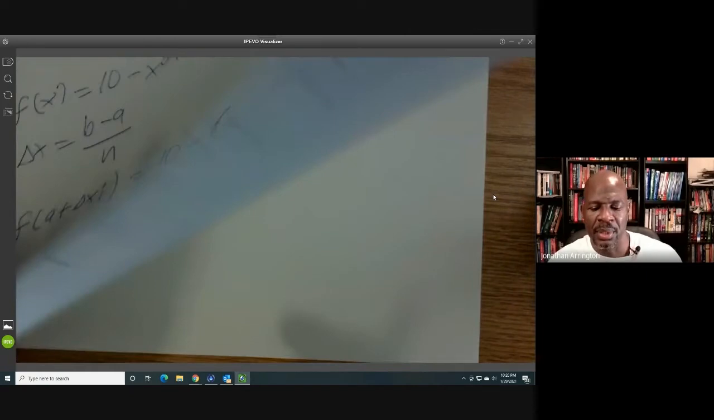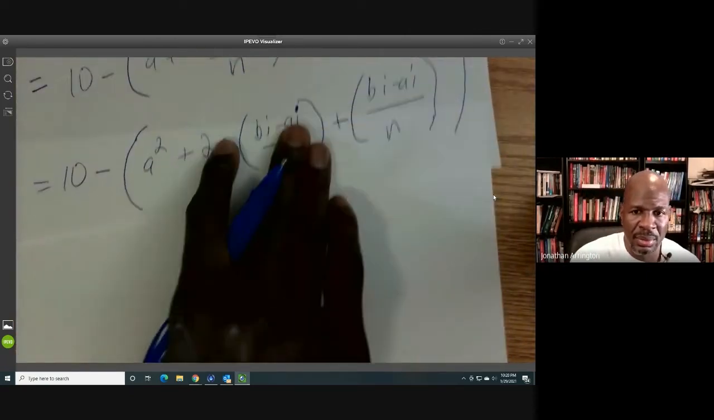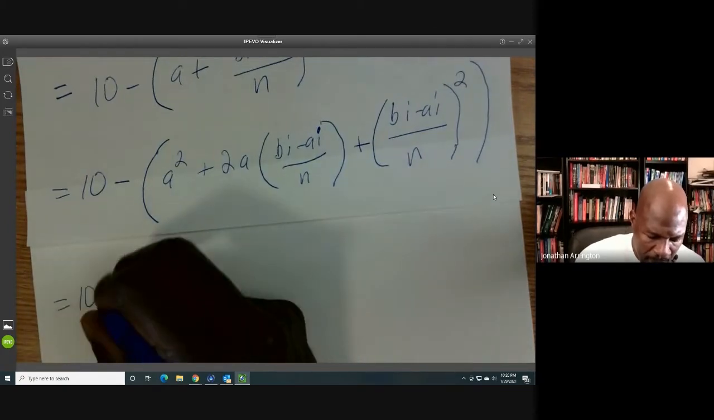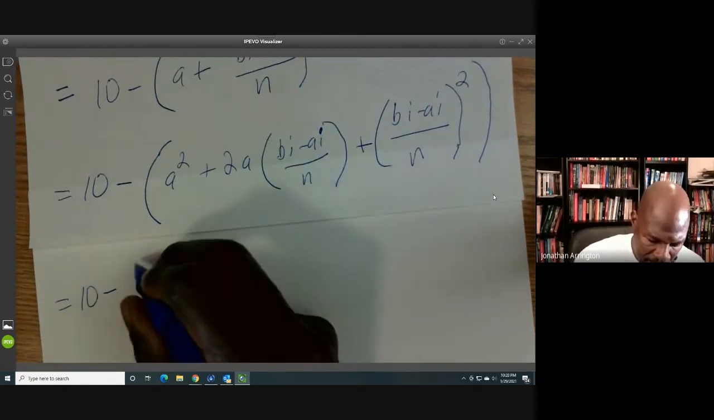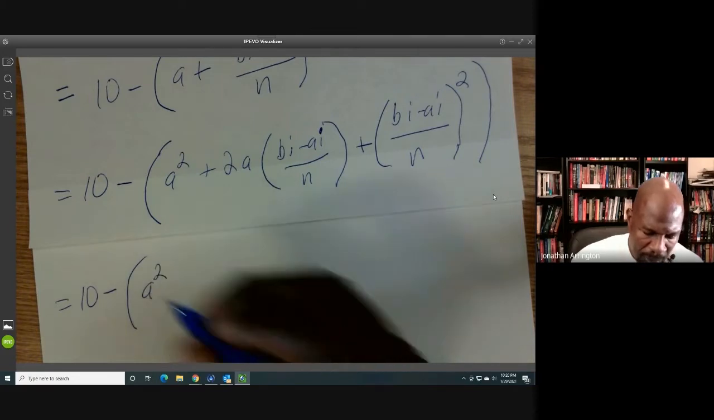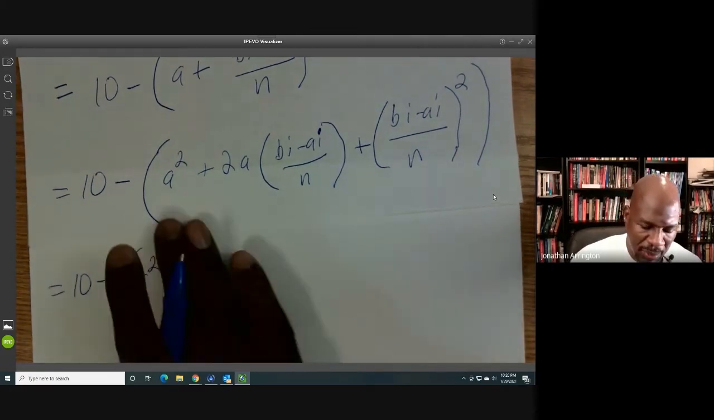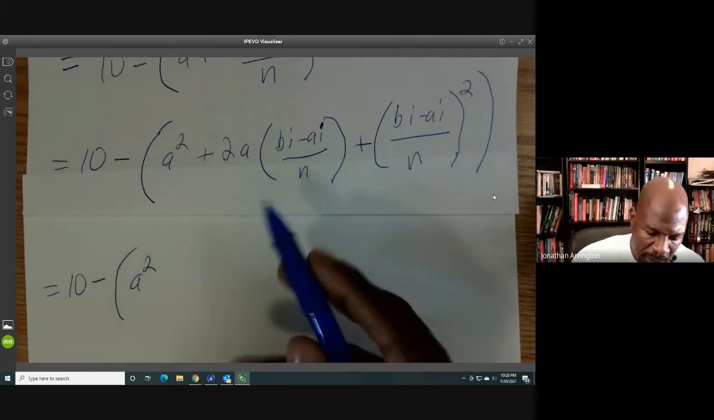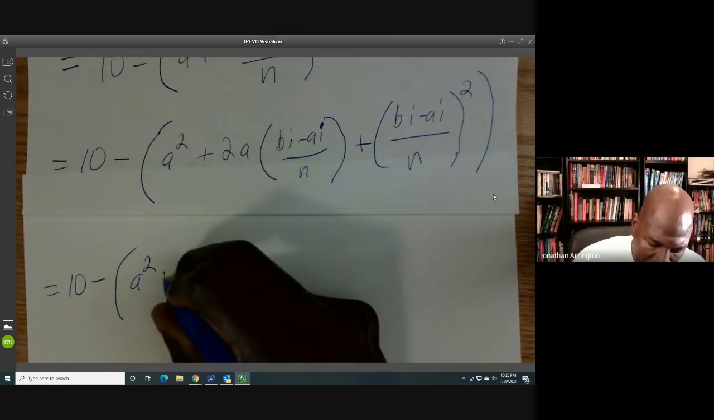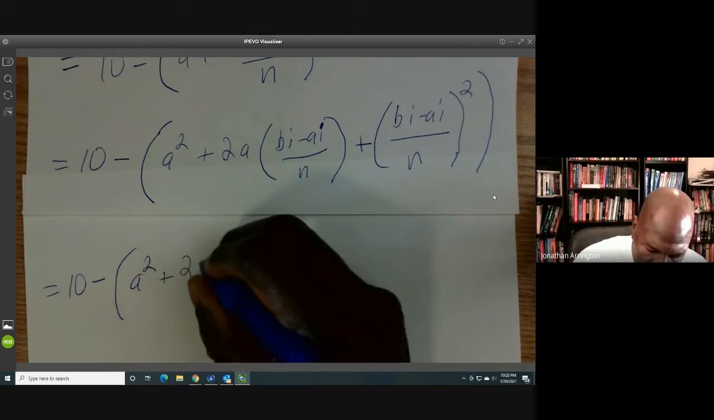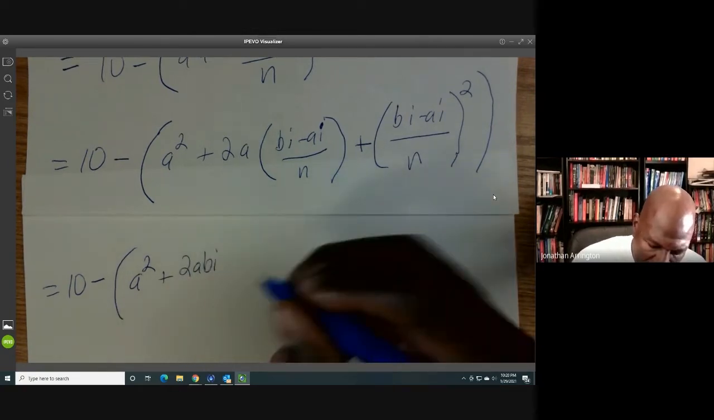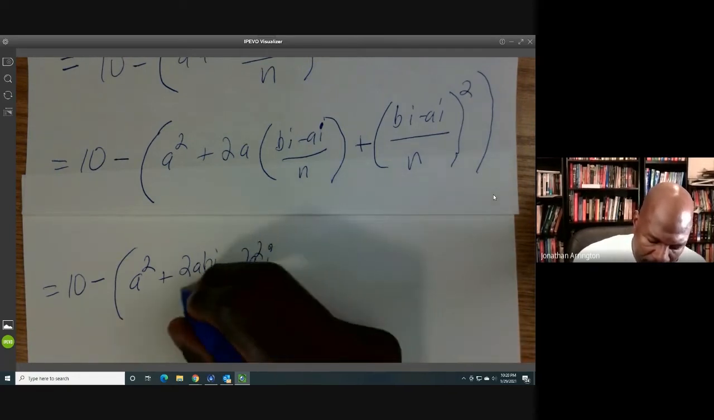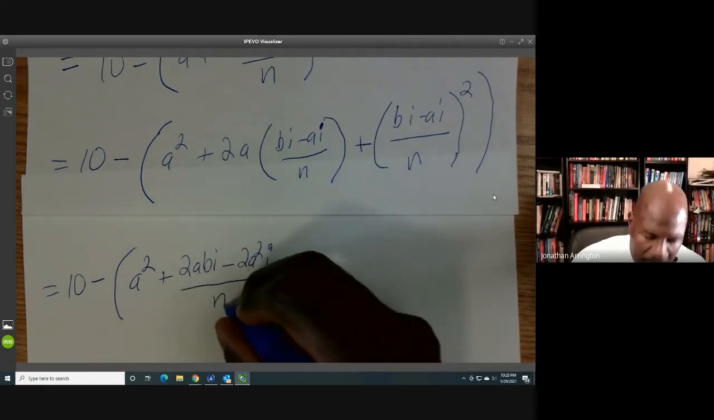So let's go ahead and do that. Let's leave this in plain sight so you can see what we're doing. So 10 minus a squared. I said I was going to write smaller, and it looks like I'm not, but we'll be able to fit this in. So now I'm going to distribute this 2a, and that would be 2abi minus 2a squared i all over n.